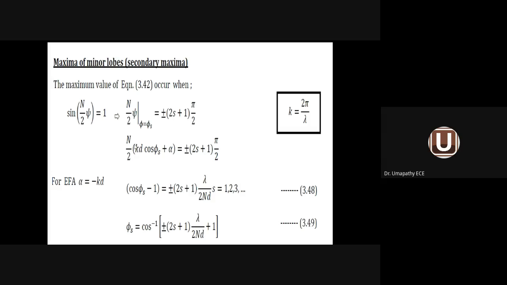Substitute psi equal to kd cos phi s plus alpha equal to plus or minus 2s plus 1 into pi by 2. I think this is common for the broadside array also. But we are substituting alpha equal to minus kd for end-fire array. In the case of broadside array, alpha equal to 0. After substituting this, this will become like this. Then finally we are writing phi s equal to cos inverse of this angle part. So this is the expression for maxima of the minor lobe, or it is also called secondary maxima.